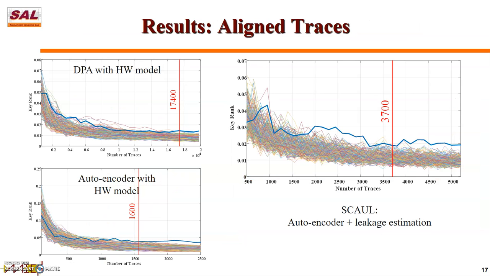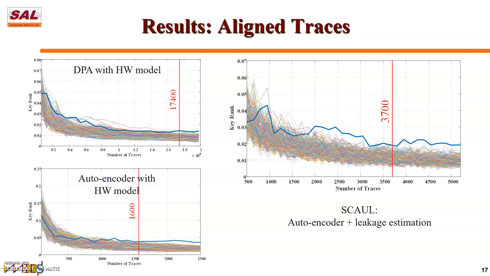The results of a SCAUL attack in recovering the secret key of AES from the power measurements during execution on an Artix-7 FPGA are shown in this slide. The results of a classical differential power analysis (DPA) attack are also shown for comparison. According to the top left figure, a DPA attack which assumes the power measurements are correlated with the Hamming weight of the intermediate variable requires at least 17,000 traces to identify the correct key.